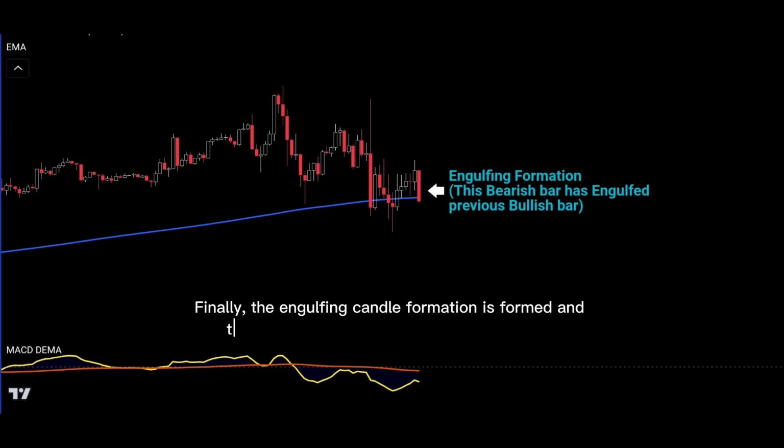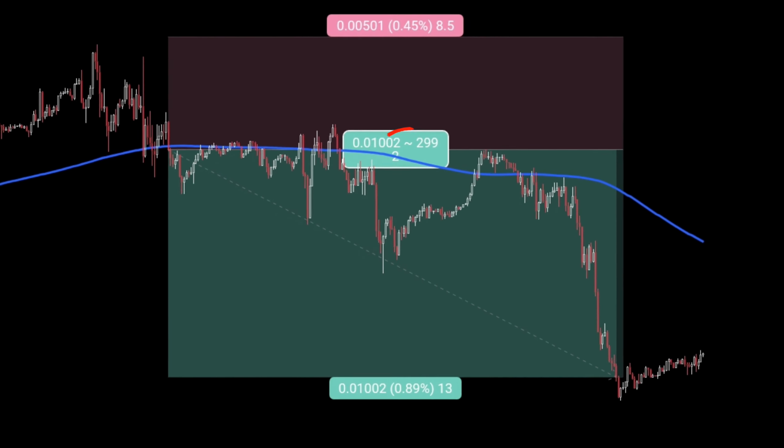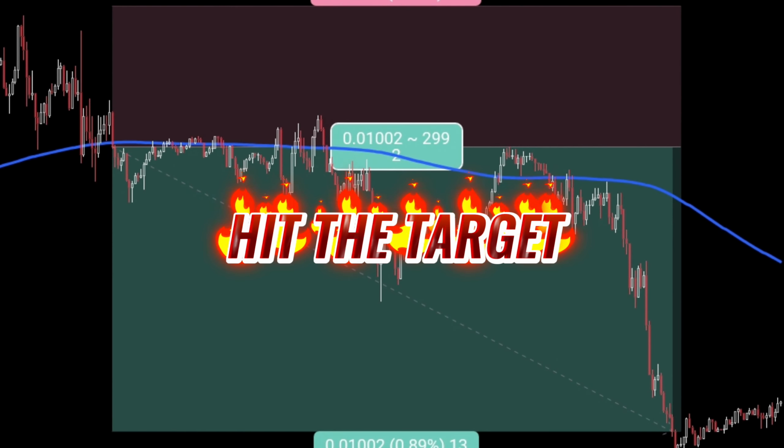Finally, the engulfing candle formation is formed and the conditions for the short position are met. Hit the target.